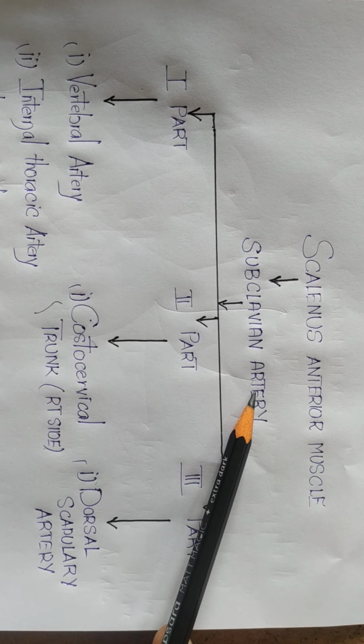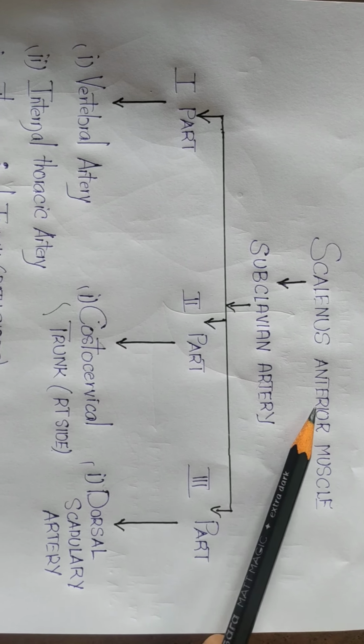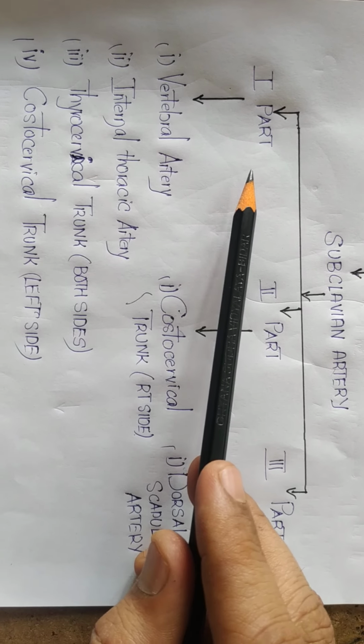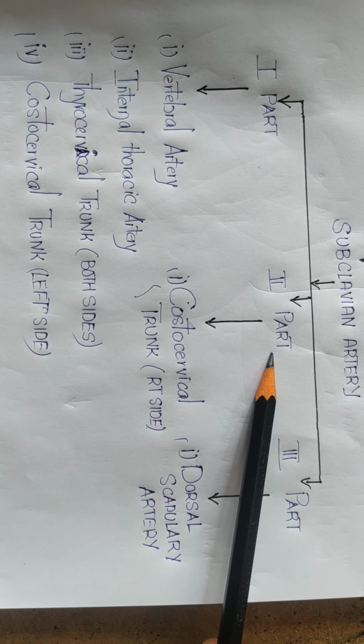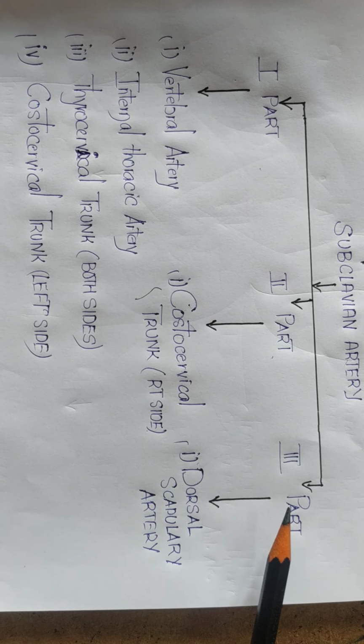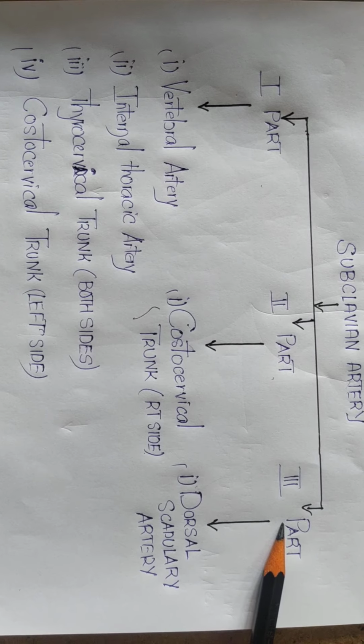Each subclavian artery is divided by the scalenus anterior muscle into three parts. The first part lies medial to the muscle. The second part lies behind the muscle, and the third part lies lateral to the scalenus anterior.